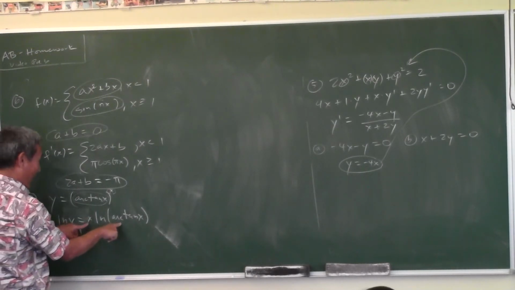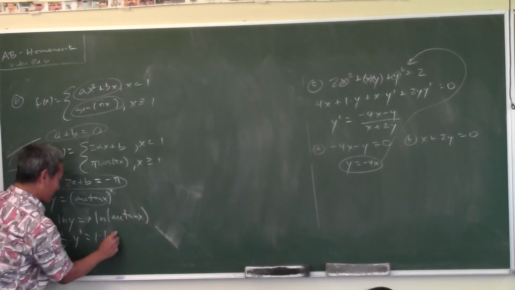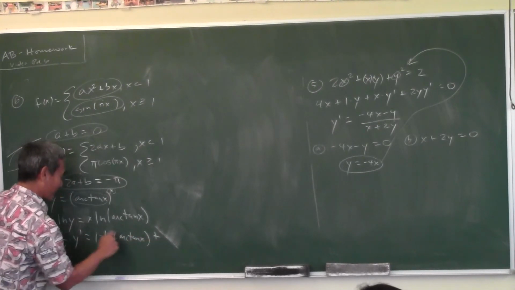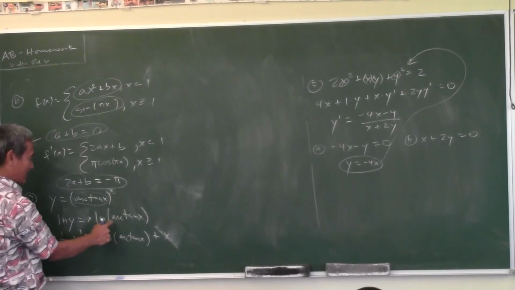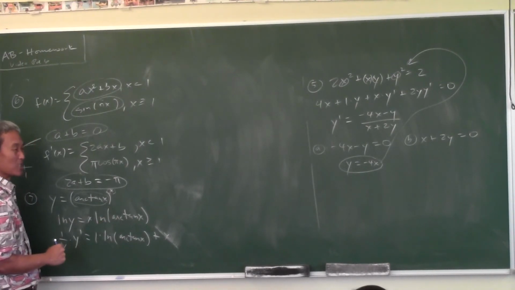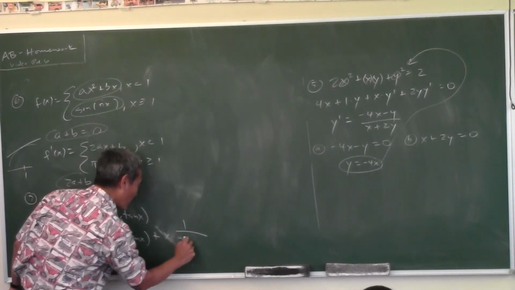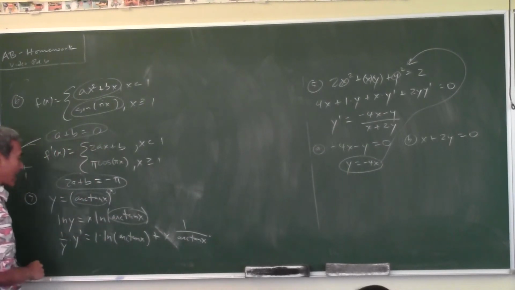Over here, I see a product. You gotta use the product rule. Derivative of the first, leave the second one alone, plus, leave the first one alone, times the derivative of the second. Now, what do I see here? I see natural log box. What's the derivative of natural log box? 1 over box times the derivative of that box.